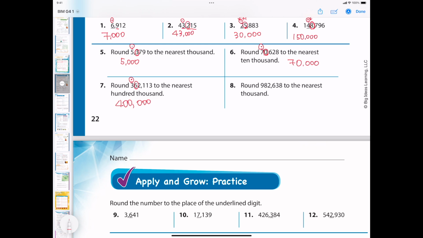Okay, all right. Round 982,638 to the nearest thousand. All right, so what's the matter number? 6 here. The number right next to it to the right side. So 6 is 5 and up. Yes, so I'm going to add 1 to our target number, and then we are going to keep everything else. Okay, so 983,000, not 982,000, because we need to round up.